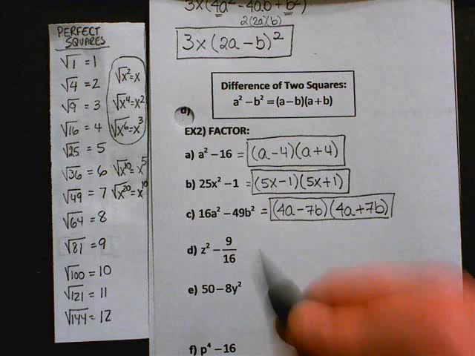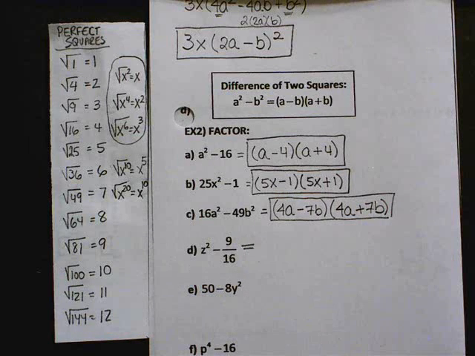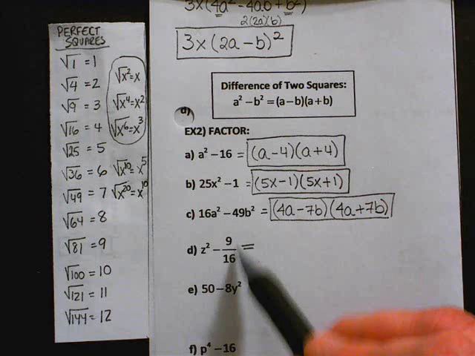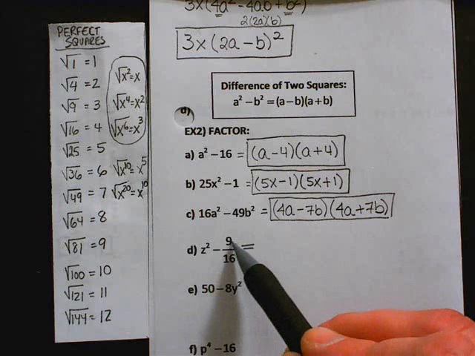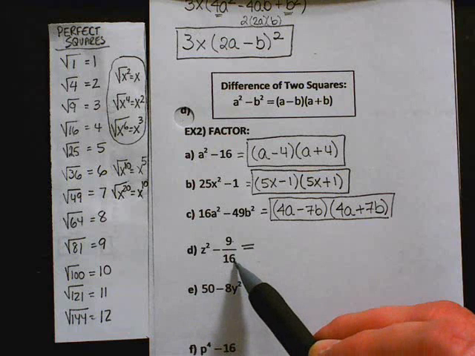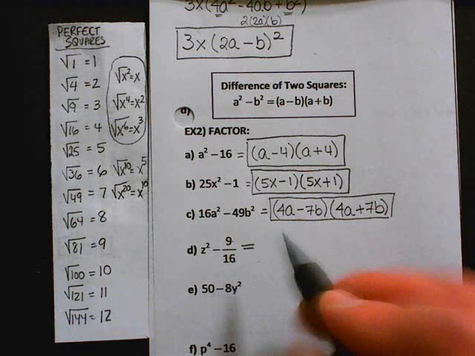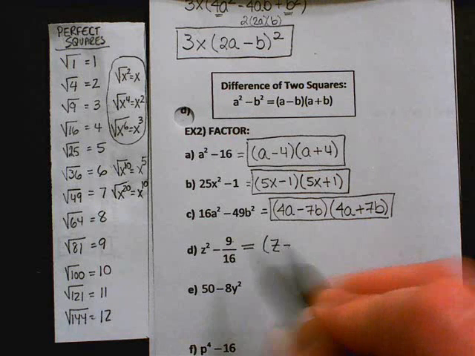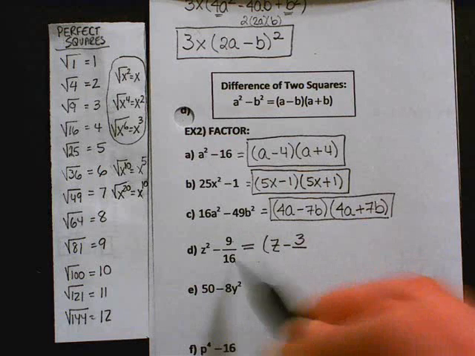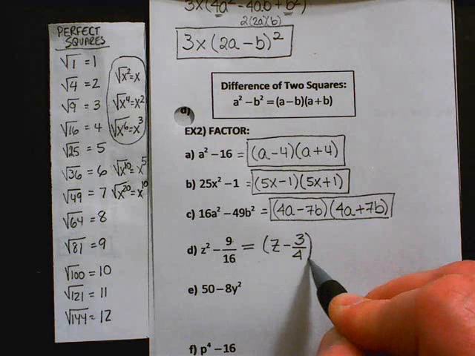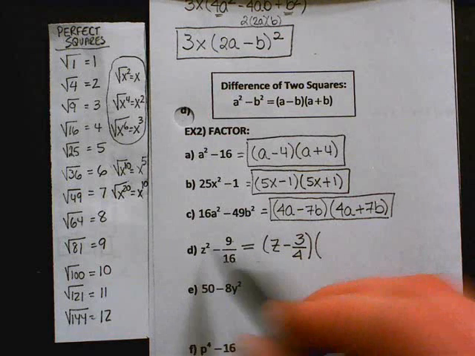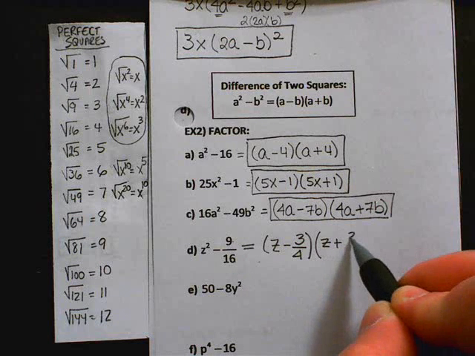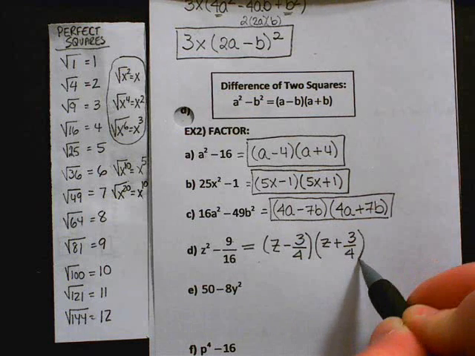Alright, let's go on to the next one. Next one, they're perfect squares. I know a lot of times we worry because there's a fraction there, but if you notice, 9 is a perfect square, 16 is a perfect square, so you can still use the rule. The square root of the first is z, minus square root of 9 is 3, square root of 16 is 4. And the second parenthesis would be square root of z is z, plus 3 over 4. Alright, so this will be my answer.